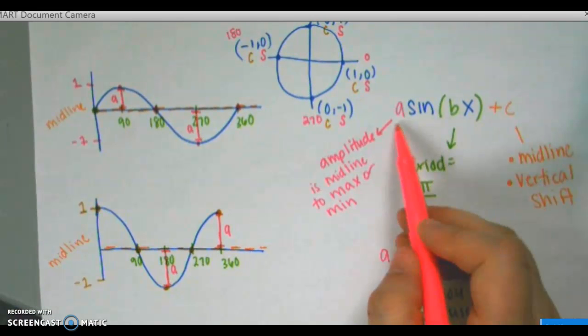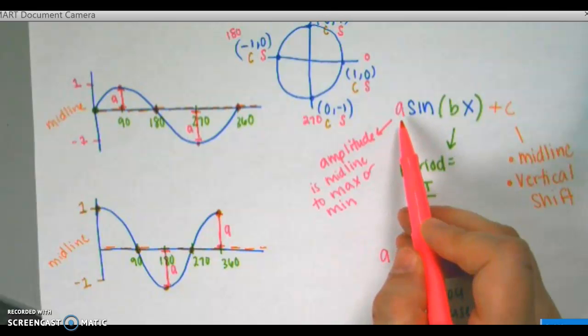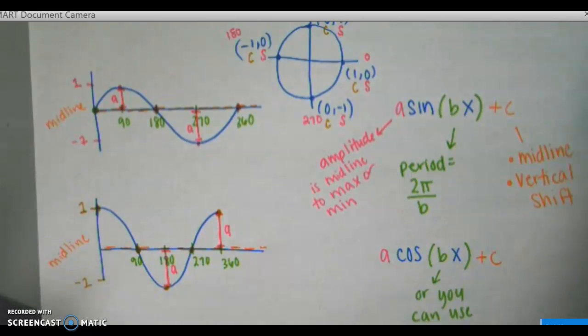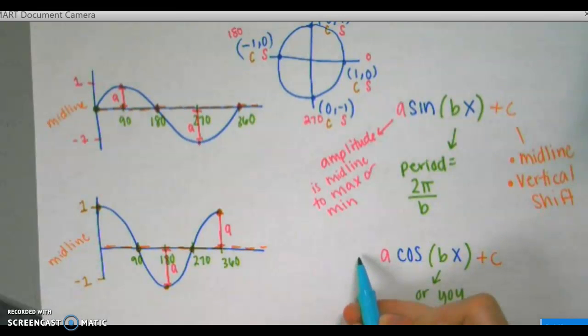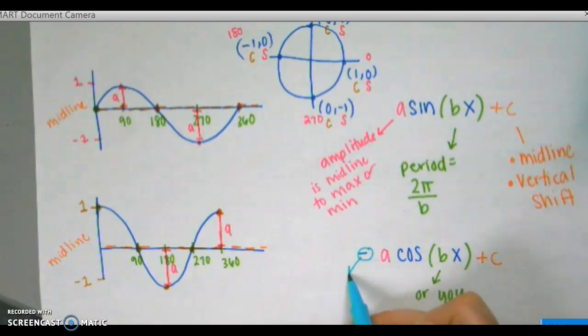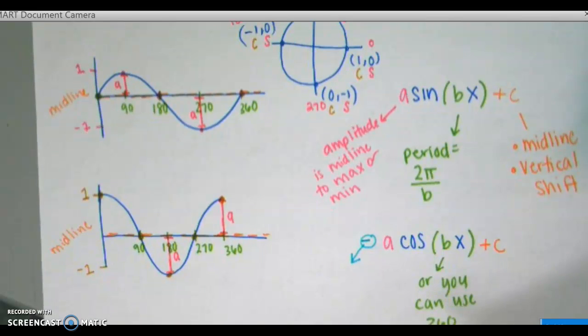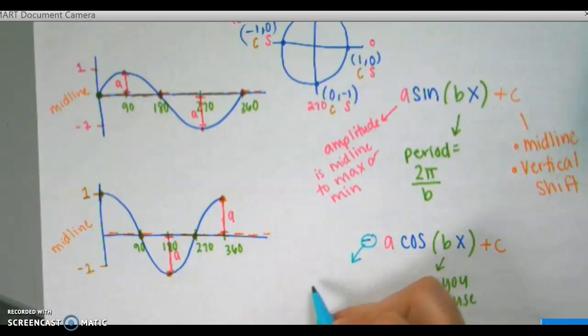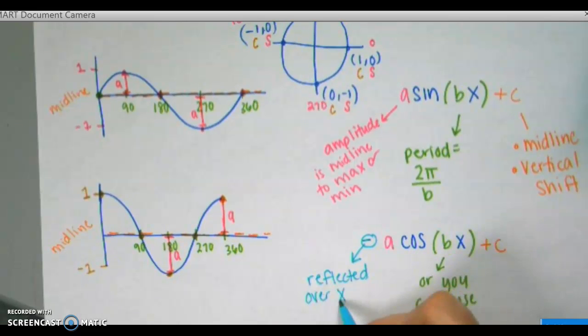In the equation, the amplitude is always the number before you see sine or cosine. That tells you the amplitude of the graph. So if the question says find the amplitude, you're supposed to give a positive answer because amplitude represents distance. However, there could be a negative in front, and that would be a transformation. The amplitude would still be a positive number, but if you see a negative in front, then that means your graph has been reflected over the x-axis.